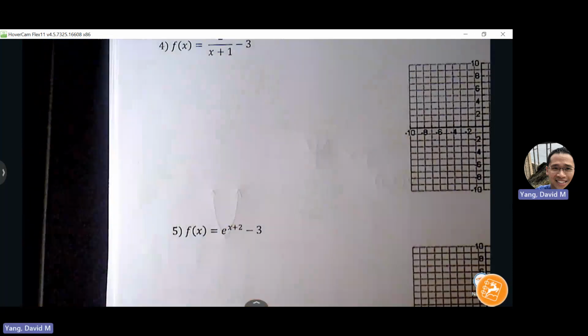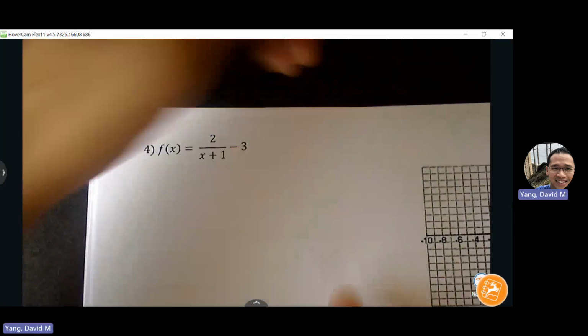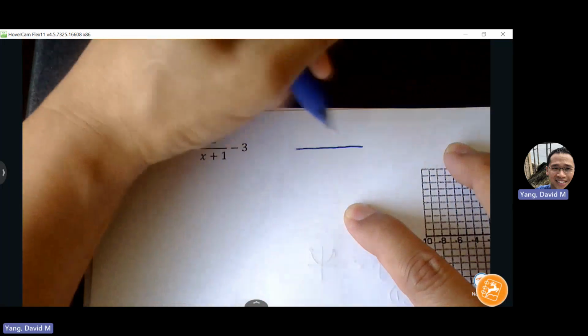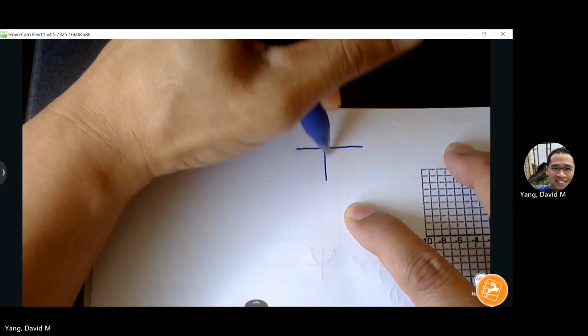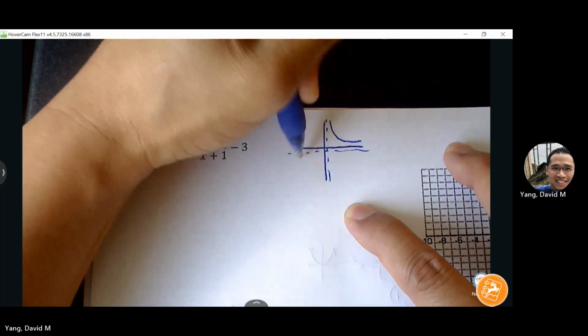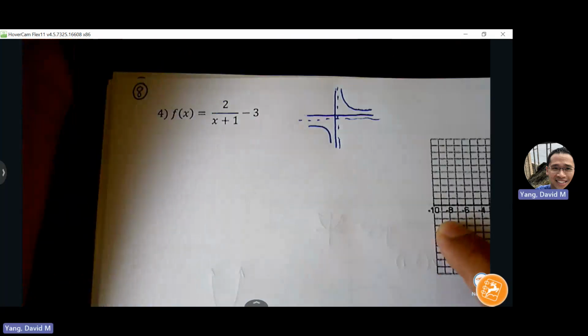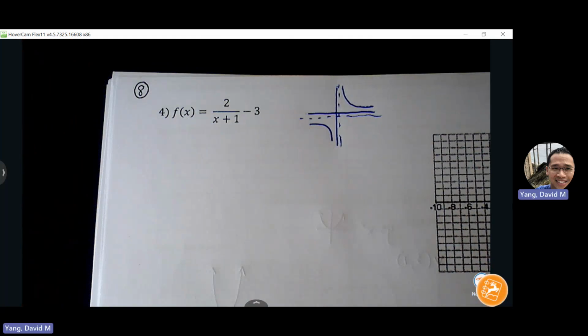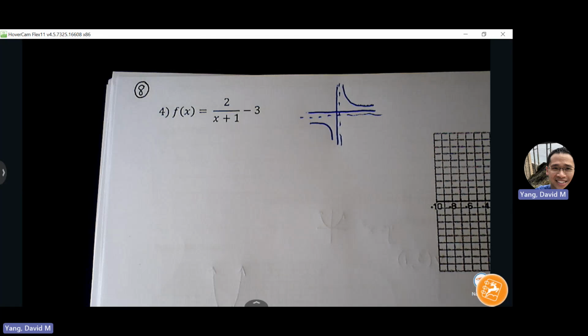Okay, so this one is a rational function, right? A rational function looks like this, at least the parent one. But here, I think it's easiest to understand that rather than finding a starting point for my graph, I can just know where my asymptotes are. So I'm just going to shift my asymptotes where they need to be, and then I can sketch my graph around those asymptotes.